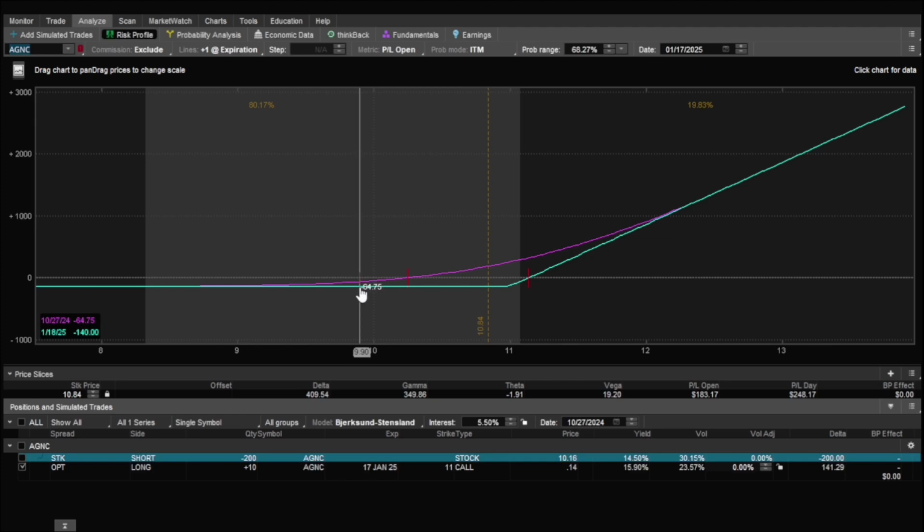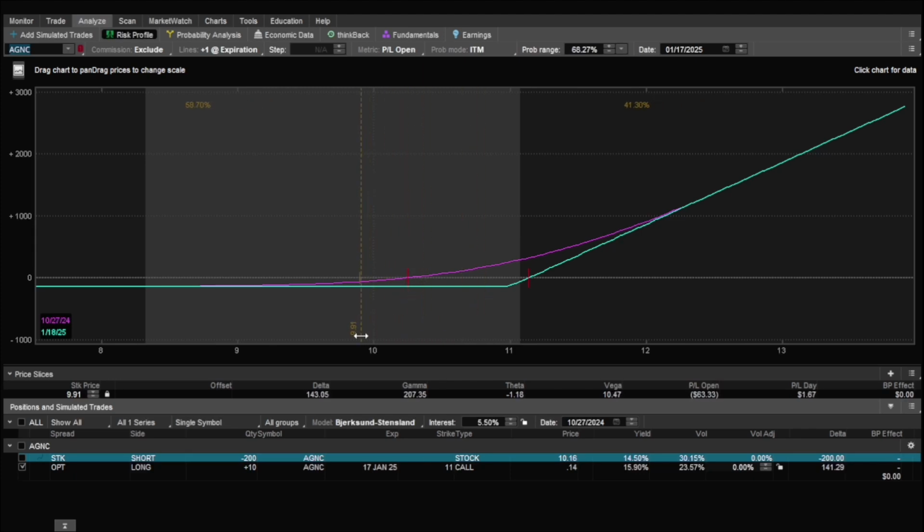But instead, I delta hedged it, which would need its own video, by shorting 200 shares of this stock. Why 200? Well, going back to the Price Slice tab, I can set those price slices to wherever I want, and it'll show me my option Greeks at those prices.